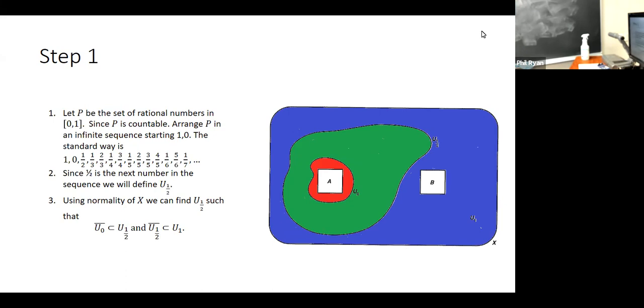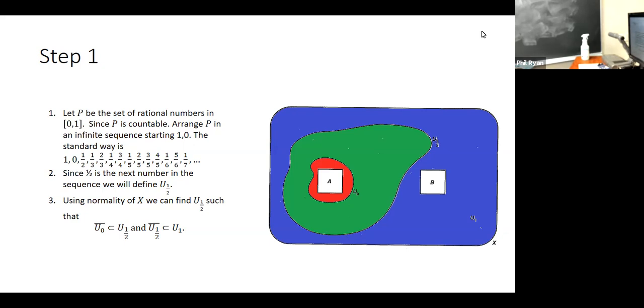Let's arrange P in an infinite sequence, starting with 1 and 0, which we've already just done. A standard way to do that is by going through the denominators, like some kind of dictionary order on the denominator and then the numerator. These two things have the same denominator, so this goes first because it's got a lower numerator. If we do that, that puts out all the rational numbers. So there's two orders here. There's the order in the sequence where we're counting them, and then there's the order in the normal sense, which number is bigger or less than the other ones.